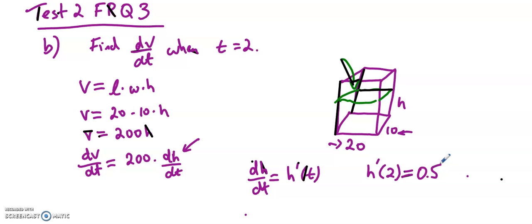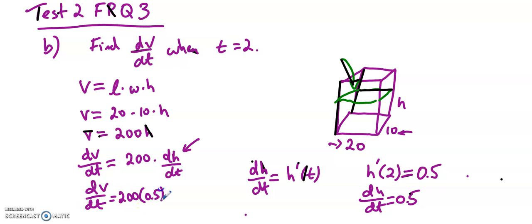So I know that dH/dt has to equal 0.5 from the chart. And so dV/dt would simply equal 200 times 0.5, which is 100. And my units would be cubic inches per, what is this, minute, right?